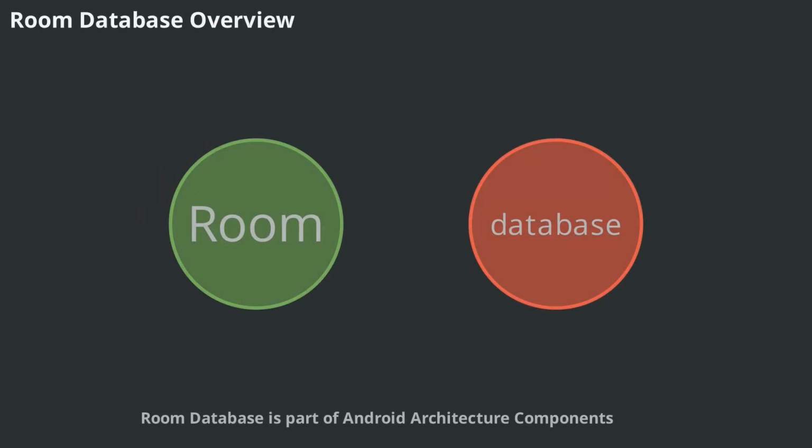Room Database is part of Android architecture components, providing an abstraction layer over SQLite for robust and easy database interactions. Room verifies SQL queries at compile time, reducing runtime errors. It uses annotations to minimize boilerplate code and works seamlessly with LiveData and ViewModel for lifecycle-aware data management. Room supports database versioning and migrations, making it ideal for scalable and maintainable apps.